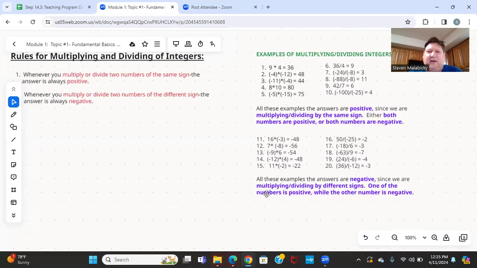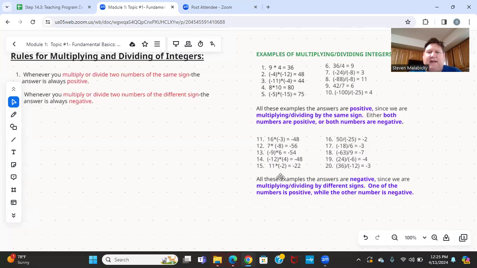And for these, notice all my answers here are negative. One's positive, one's negative, one's positive, one's negative, one's negative, one's positive. In division here, same thing, negative and positive, positive and negative. So when the signs are different, the answer is just negative. So 16 times 3 is 48, but it's going to be negative 48. 7 times 8 is 56, so it's negative 56.